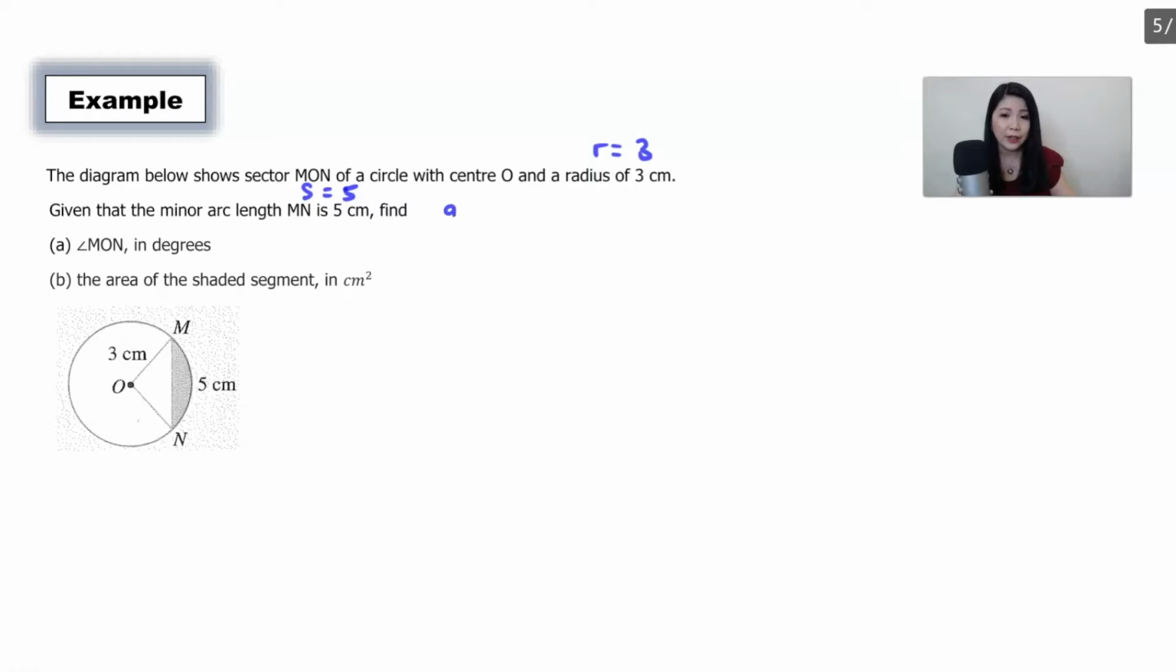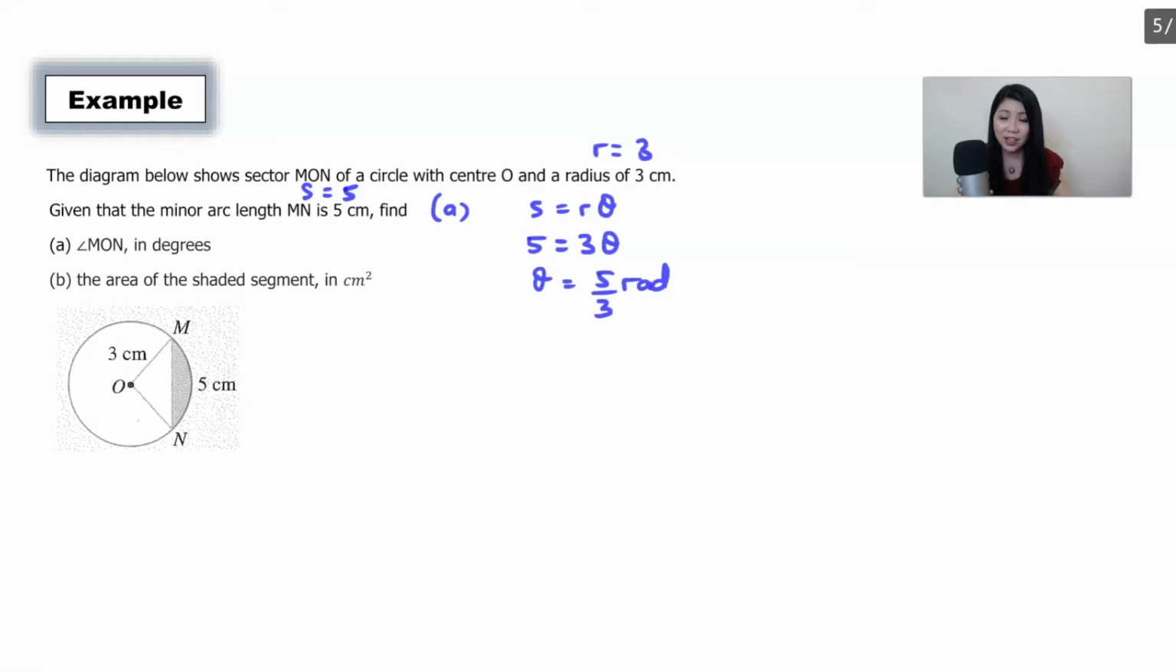So let's solve for A first. What is the information that they give you? s and also r. So what is the formula for arc length? s equals r theta. I'm going to use this formula to find my theta. So s is 5 and r is 3, times theta. So to find theta, it will be 5 over 3, and this is in radian.